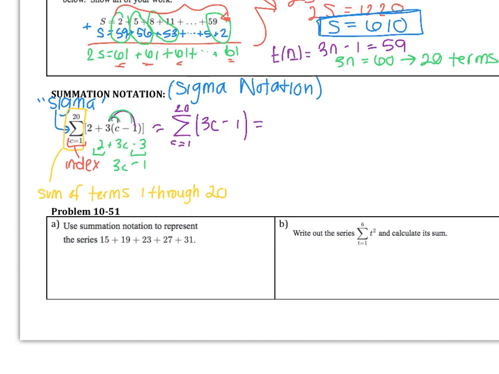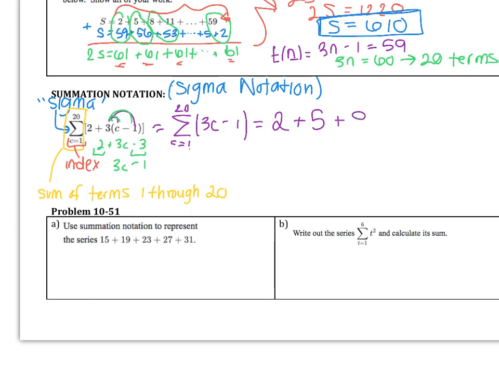So I would do 3 times 1, which is 3, minus 1 is 2, plus the next term of the series. So now I'm going to be taking 2, so I go up by 1s here. So I started at 1. The second term, I plug 2 in. 3 times 2 is 6, minus 1 is 5. Plus, now I would take 3, plug it in for C. 3 times 3 is 9, minus 1 is 8.